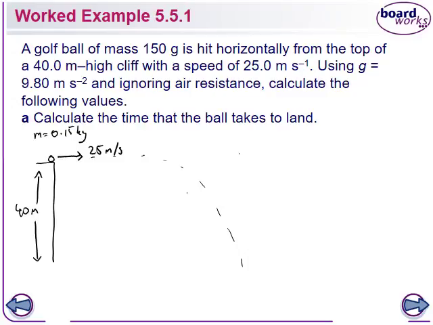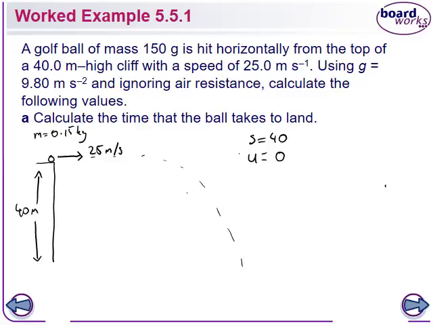So, this is what I was saying before about SUVAT. We write down what we know and we write down what we want to know. So, just thinking about the vertical direction, we know the distance. How far does the ball have to travel in the vertical direction? 40 metres. We know our initial speed of the ball. In the vertical direction, what's the initial speed? Zero. There is no speed in the vertical direction, so our initial velocity is 0.